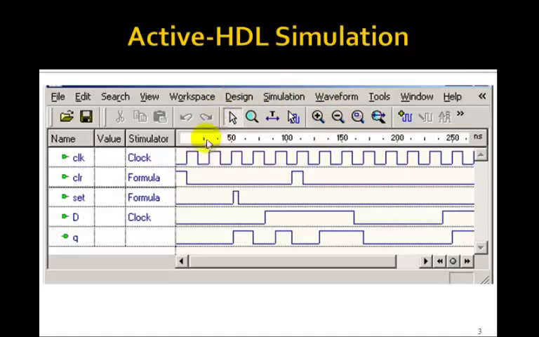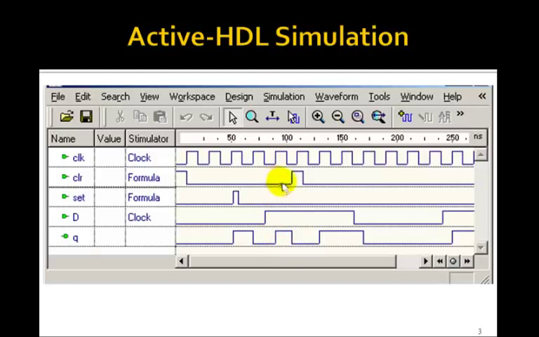Let's look at the simulation. Here's the clock. If set goes high, the output Q immediately goes high, no matter what clear is doing or no matter what the clock is doing. It immediately goes high, and it stays high until the next rising edge of the clock. Well, on the next rising edge of the clock, Q gets D. Since D is 0, it goes back to 0. Then on the next rising edge of the clock, at this point D is 1, so Q goes to 1.